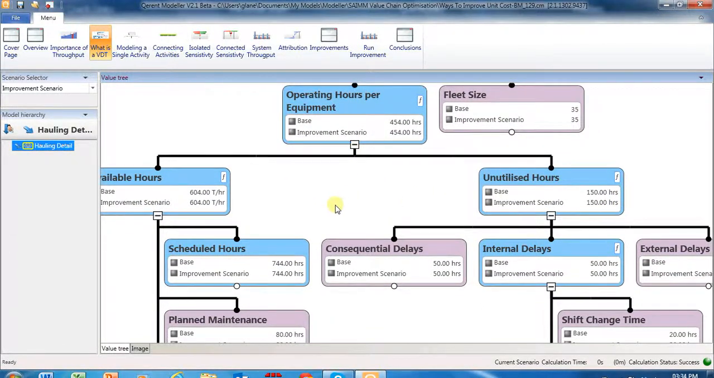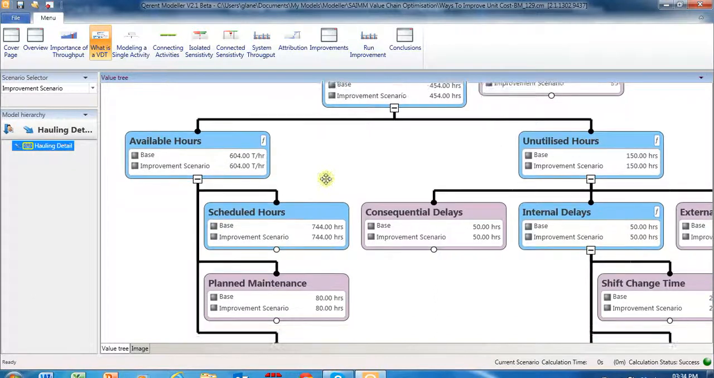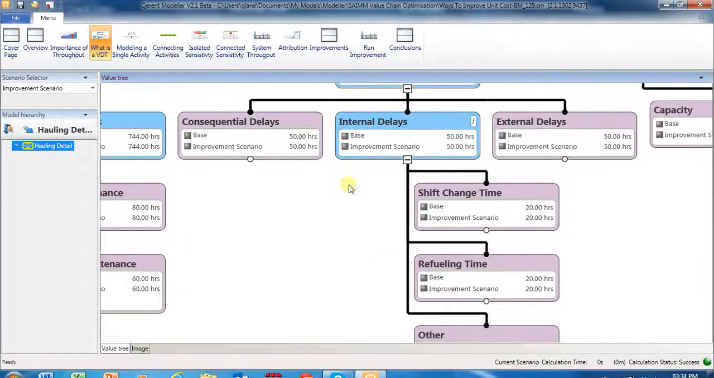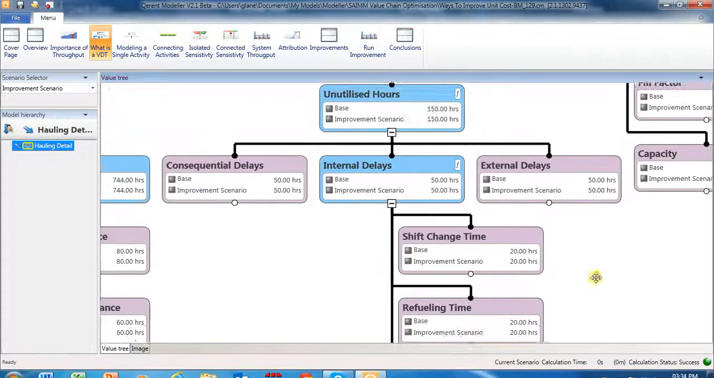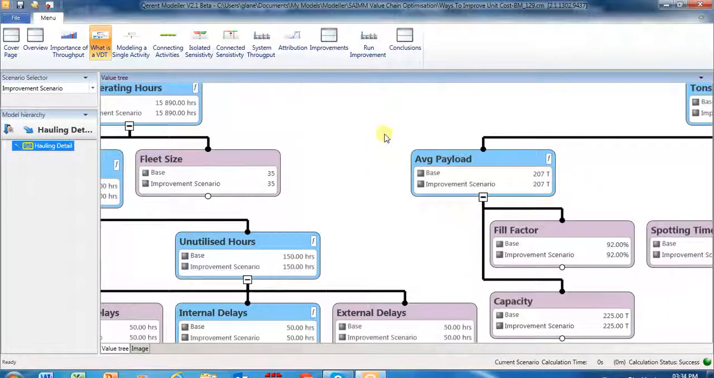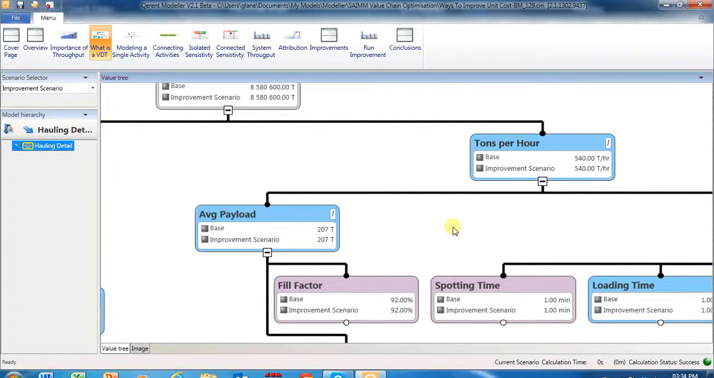Every operation has a different time model. In this instance then, it's scheduled hours, planned and unplanned maintenance. And your unutilized hours are consequential delays, internal delays, external delays. For example, in internal delays, you'd have shift change time, refueling time as an example. It all depends on what information is available in the fleet management system, and what data we can get hold of, or how the time model on that particular operation is modeled.